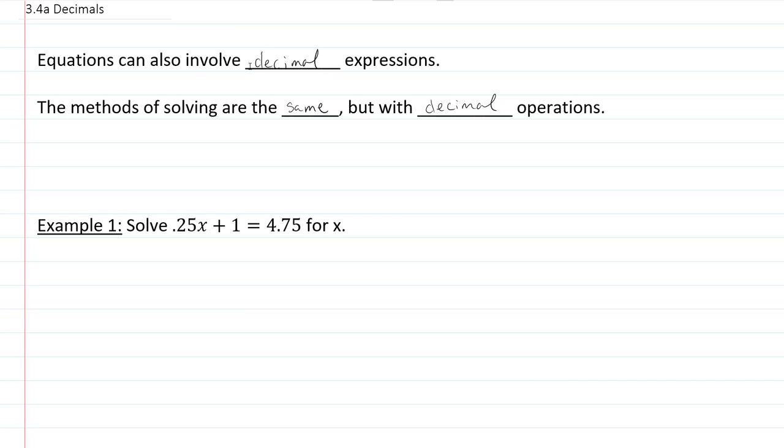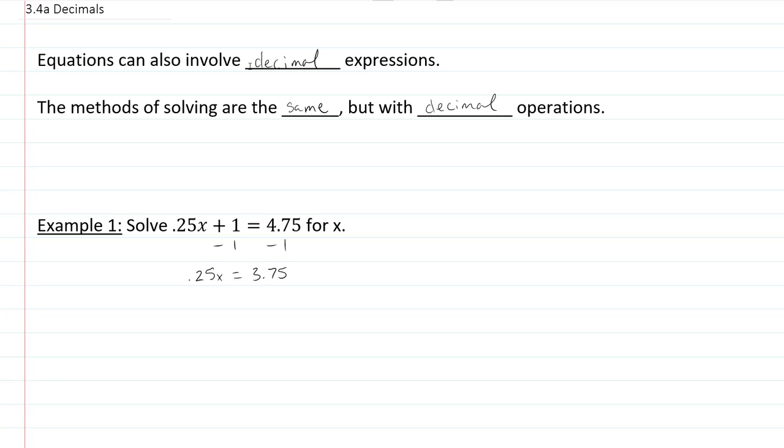Let's go through a couple of examples, and it should seem very familiar to the previous lectures. So example 1, solve 0.25x plus 1 equals 4.75. So first off, we're going to want to get the x term by itself, just like last time. So we're going to use the subtraction principle to subtract 1 from both sides. This ends up having 0.25x on the left-hand side and 3.75 on the right-hand side.